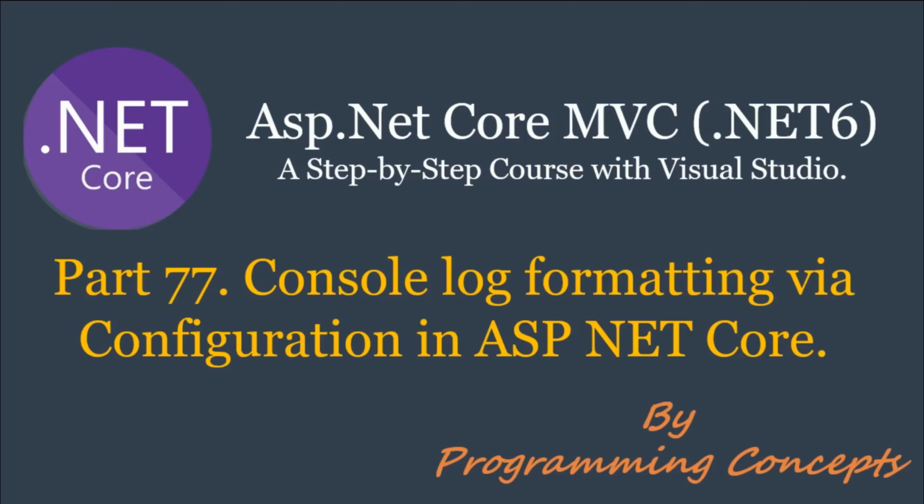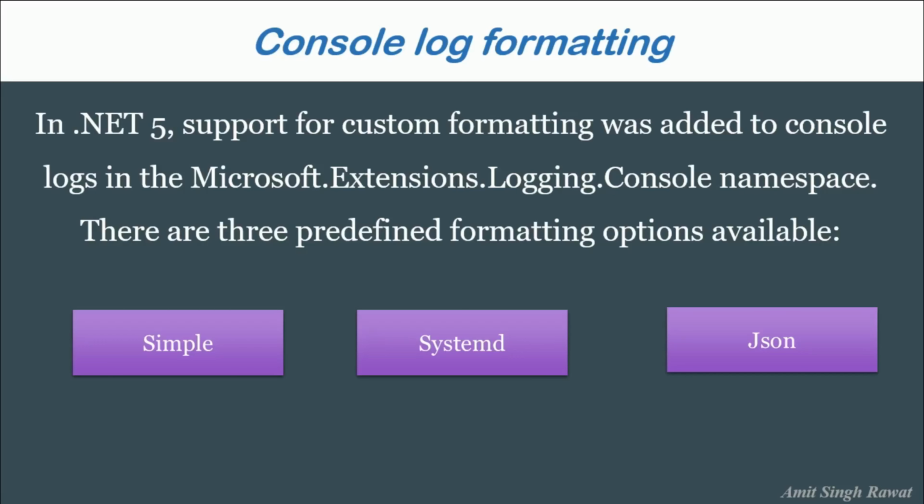In this video, we will learn how to apply console log formatting with the help of a configuration file in ASP.NET Core. This is a continuation of part 76, console log formatting in ASP.NET Core, so please watch it before proceeding to this one. I shared the link in the description. In our last video, we implemented these three log formatters available in ASP.NET Core programmatically. In this video, we will implement it via the appsettings.json configuration file.